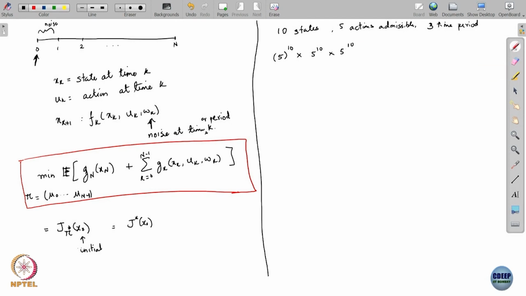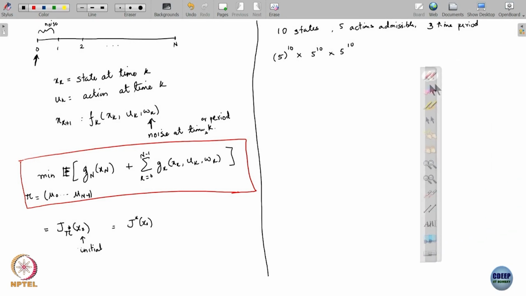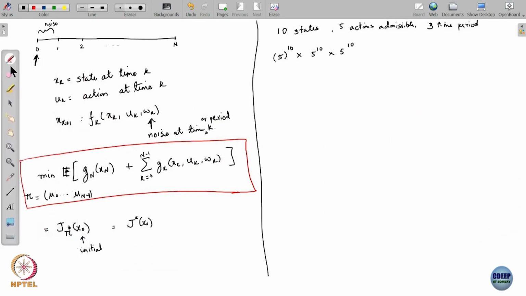As you can see, this is an enormous number just for a simple problem which involves 10 states, 5 actions and 3 time periods. As the number of time periods increases, as the problem gets more realistic with more states and more actions, the number of possible choices grows even larger. So, consequently, thinking of this problem in the space of functions is intimidating. It's practically impossible to solve the problem if you want to think of it in terms of functions.